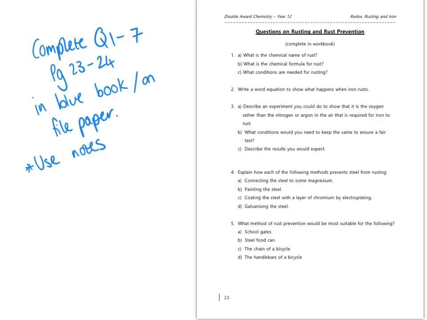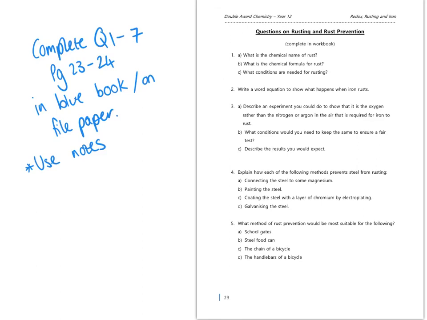What I'd like you to do now is to complete the questions on the next 2 pages of your booklet, so on page 23 and 24. There are 7 questions in total. Quite a few of them will just be short answers. So for example, there 1A, what is the chemical name of rust? You just need to write down the name. If you want to help yourself learn that, I would suggest writing the chemical name of rust is, and so on. So some of these are very short answers.